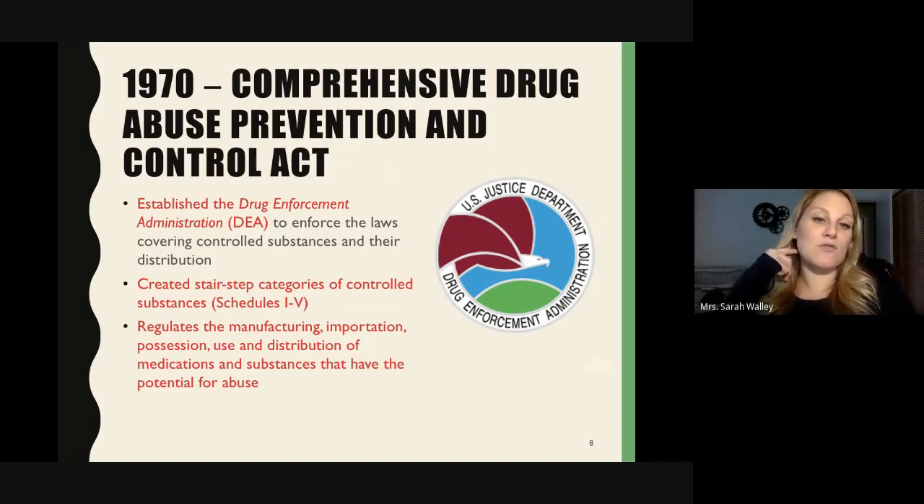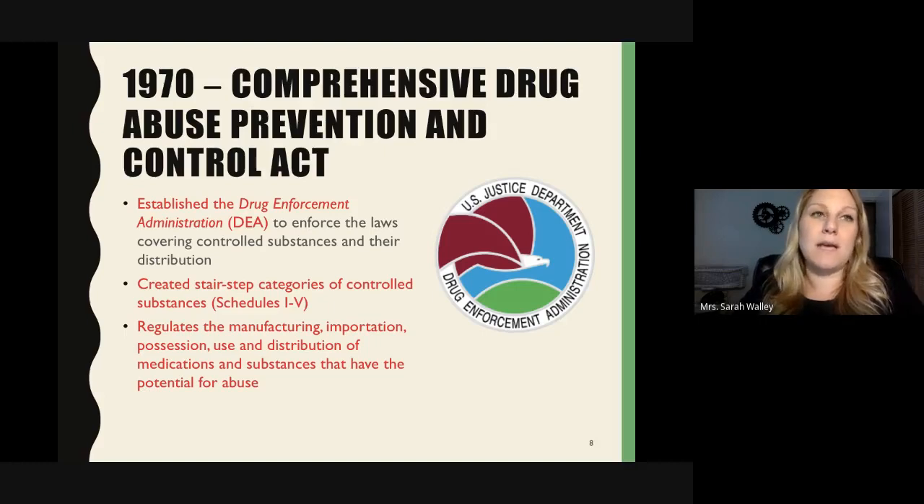So it established the Drug Enforcement Administration, the DEA. You've probably heard about that. To enforce the laws covering controlled substances and their distribution. So you've probably heard about controlling drugs and drug trafficking from Mexico, China, those places. The DEA is over that. It's part of the U.S. Justice Department. It's under the U.S. Justice Department. And what they did, the DEA actually created stair-step categories of controlled substances.